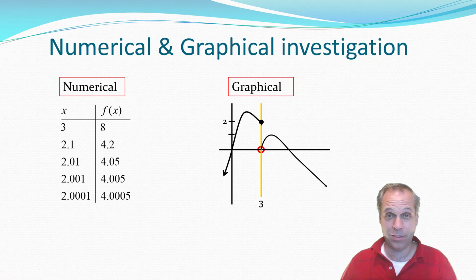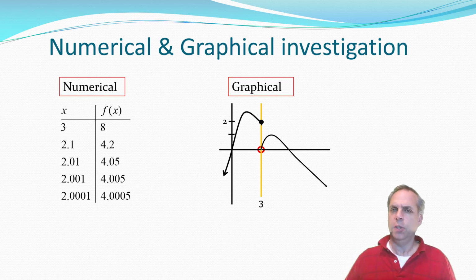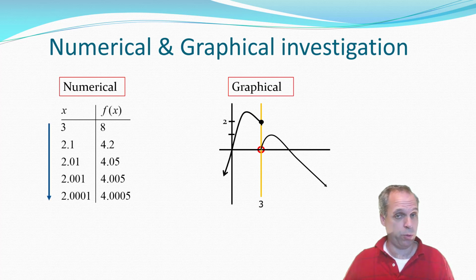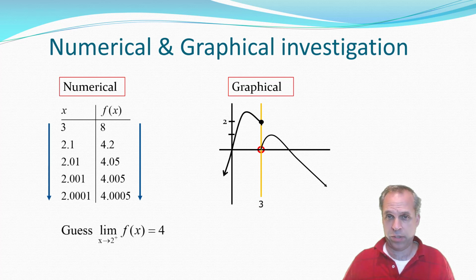We can investigate these limits numerically, graphically, or analytically, whether x is approaching a number from the left or from the right. For example, if I said, look at this particular table, notice how the x values are approaching 2 from the right, and how the corresponding outputs appear to be approaching 4. So I would then guess that the limit of this function as x approaches 2 from the right would be 4.